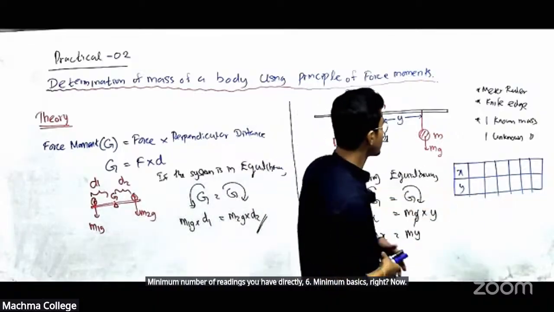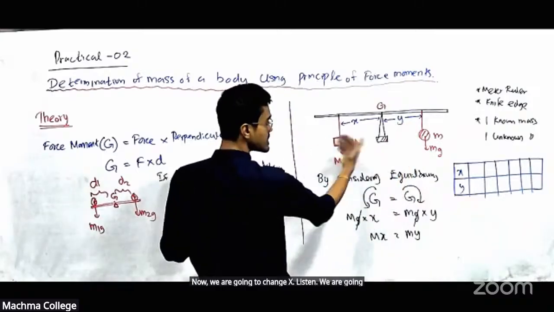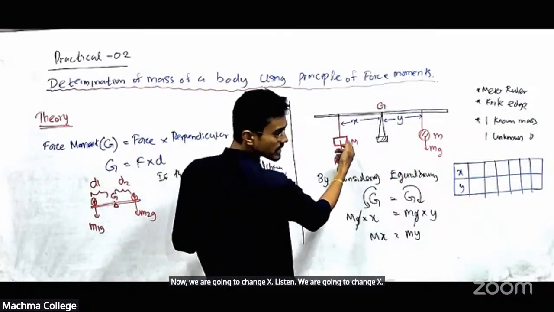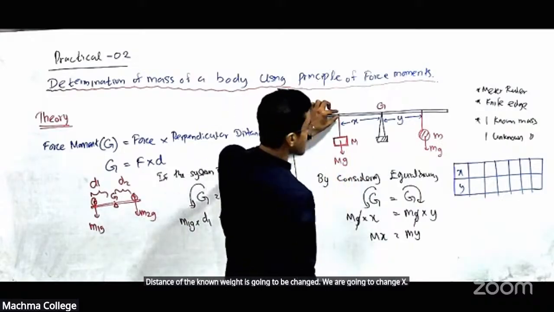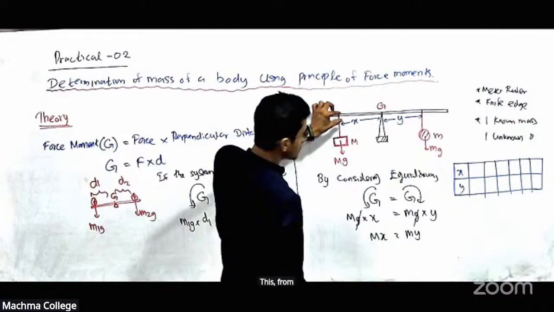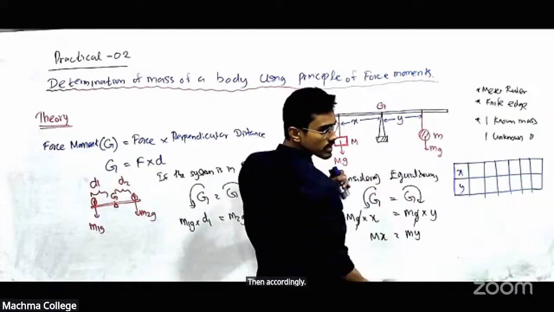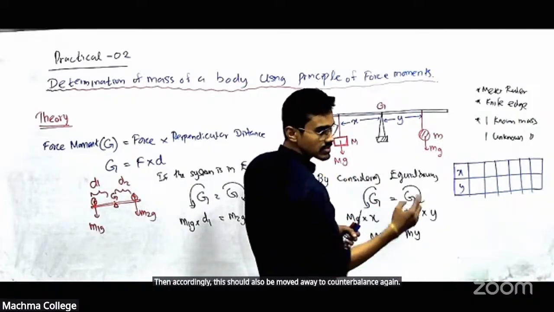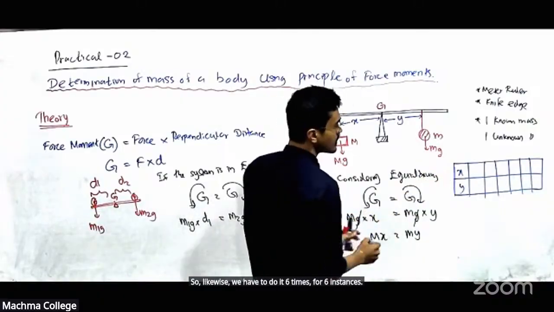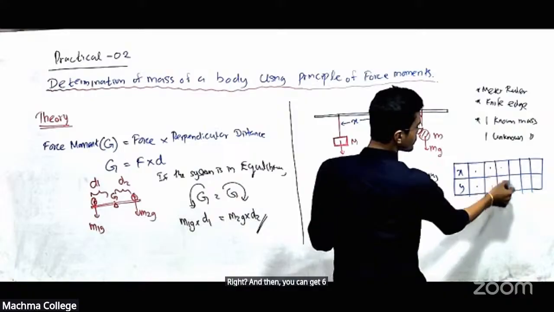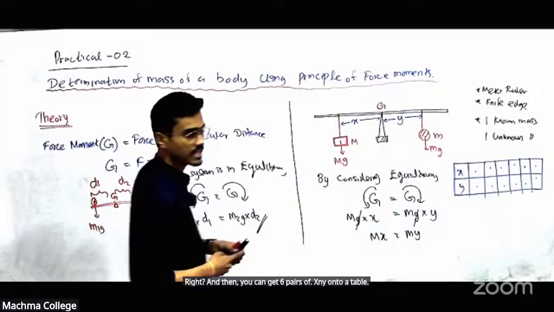Now likewise, we are going to change x. Listen, we are going to change x. The distance of the known weight is going to be changed. We have hung this from this point, so we are taking this to this side a little bit. Then accordingly, this should also be moved away to counterbalance again. So likewise, we have to do it 6 times for 6 instances, right? And then you can get 6 pairs of x and y onto a table.